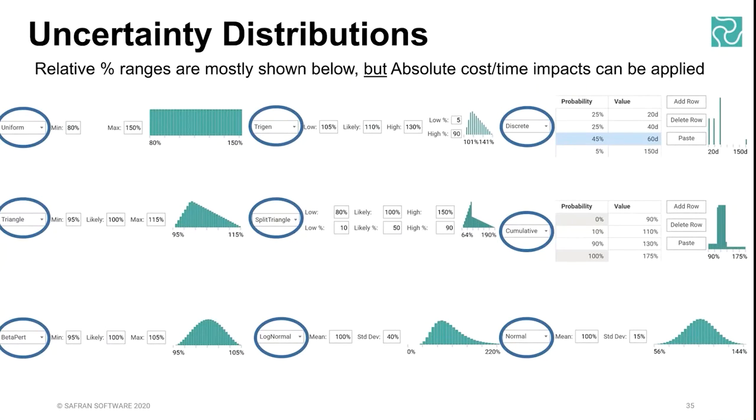In terms of the distributions that we have inside the tool, we have 9. Most of which you'll probably find most of your use cases in the left hand side there. You've got the uniform, triangle, and beta PERT. You'll probably find 80–90% of all your risks will easily be accommodated under those 3 shapes. We do have others, as you can see.